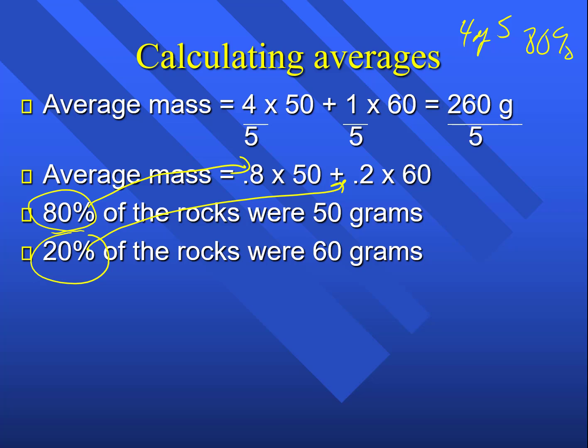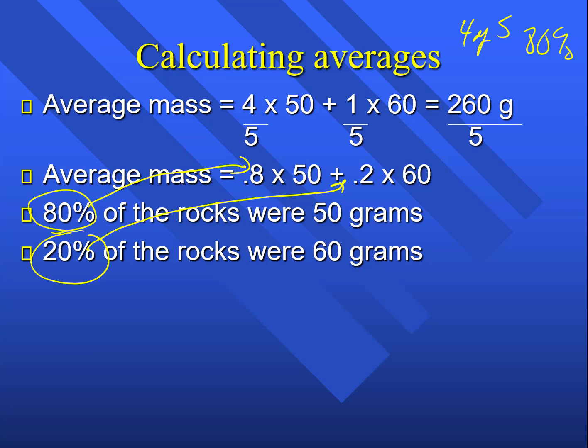So what we're getting to is, in order to find the average, all I have to do is take that percent and turn it into a decimal point and multiply by that piece. And take the other percent and turn it into a decimal point by moving it over twice, and multiply by that piece. And then add those two pieces together.